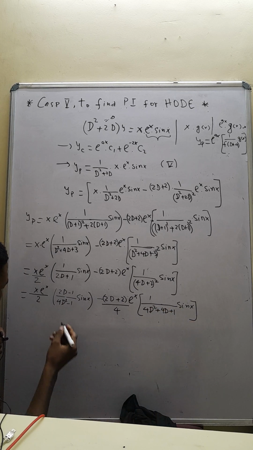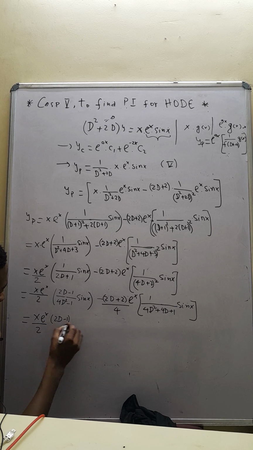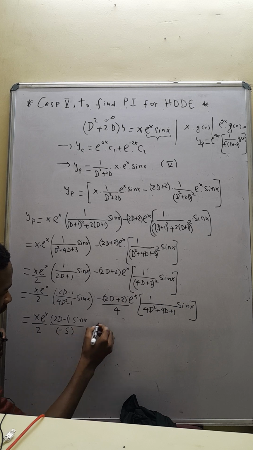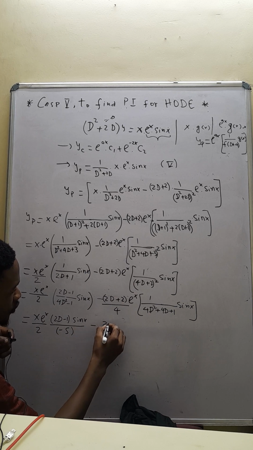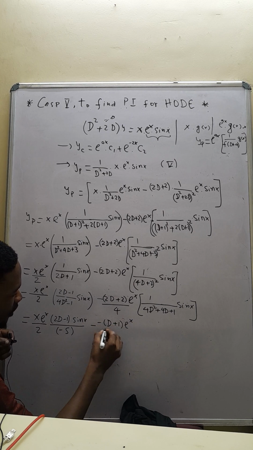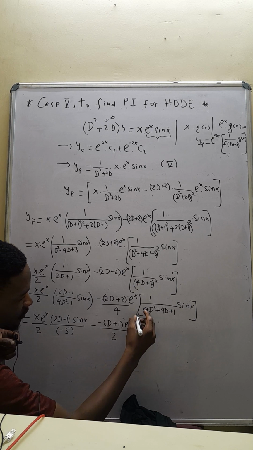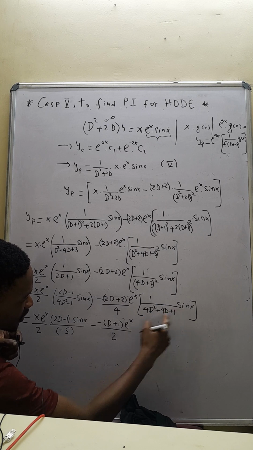And that's fine. Finished. So x, Euler raised to x, 2, and this is 2. Here you are going to have 2d minus 1 sinus of x, and here put minus 1, it will be minus 5. Okay? Then minus 2 and 2 you can cancel out, you get minus 2. d plus 1 Euler raised to x all upon 4. Sorry, all upon 2.